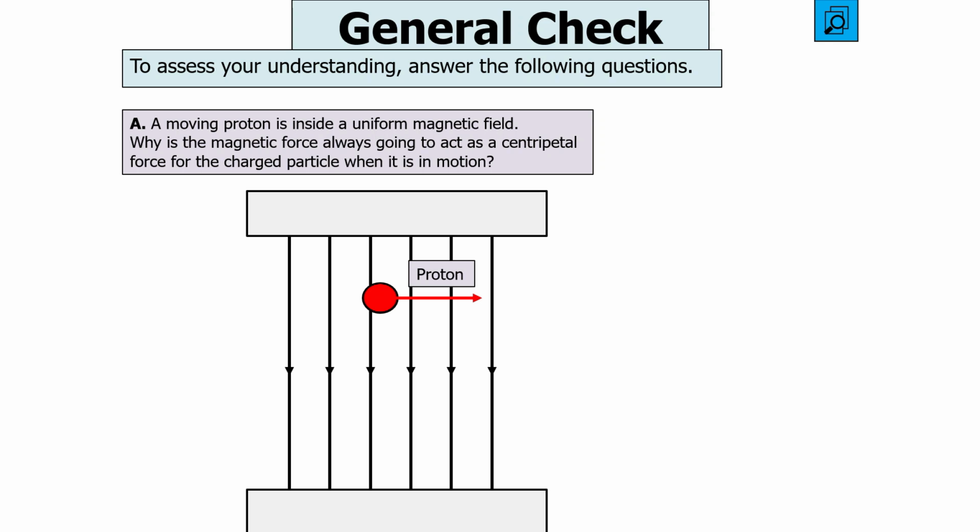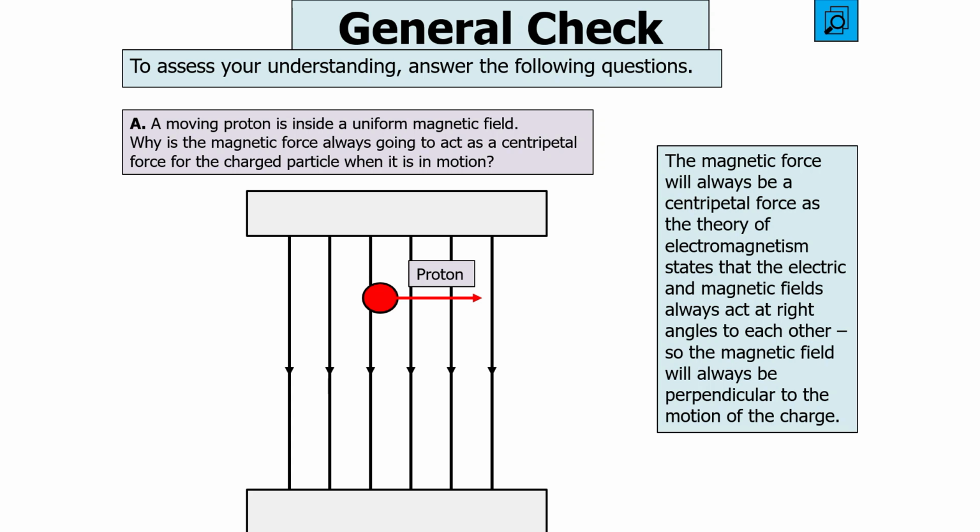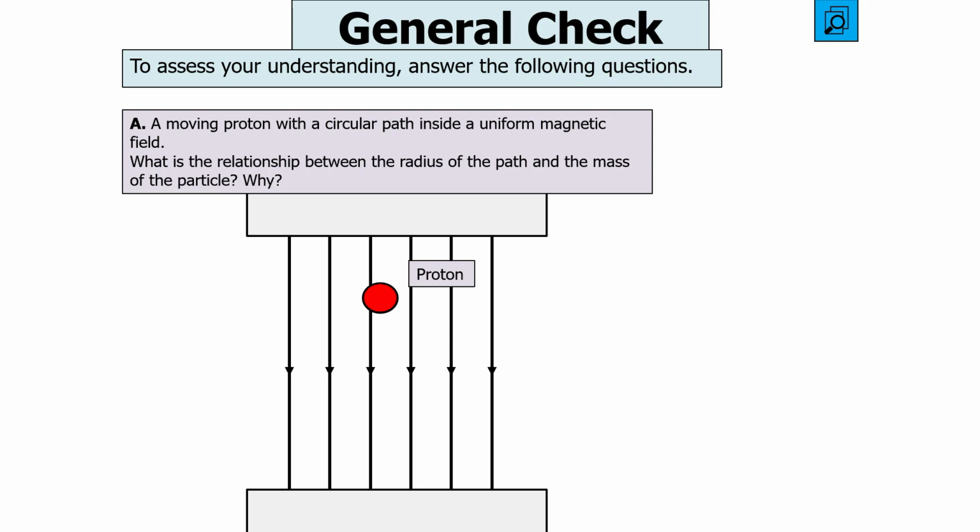Why is the magnetic force always going to act as the centripetal force for the charged particle when it is in motion? The magnetic force will always be a centripetal force, as the theory of electromagnetism states that electrical and magnetic fields always act at right angles to each other, so the magnetic field will always be perpendicular to the motion of the charge. What is the relationship between the radius of the path and the mass of the particle in this instance, and why is this?